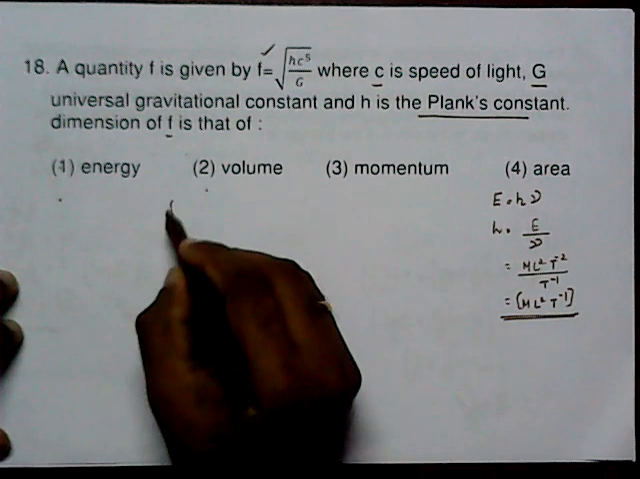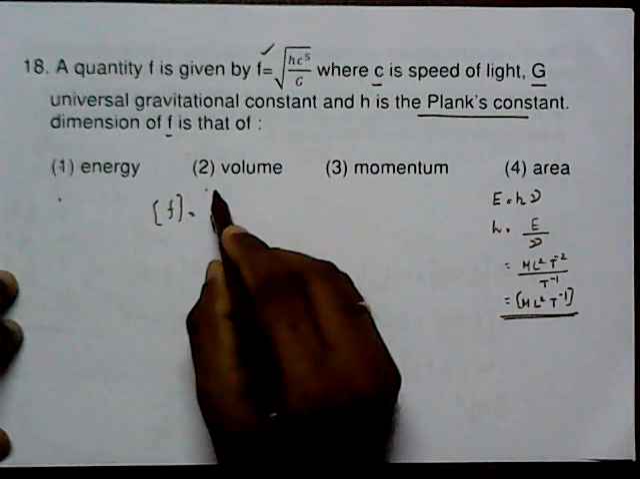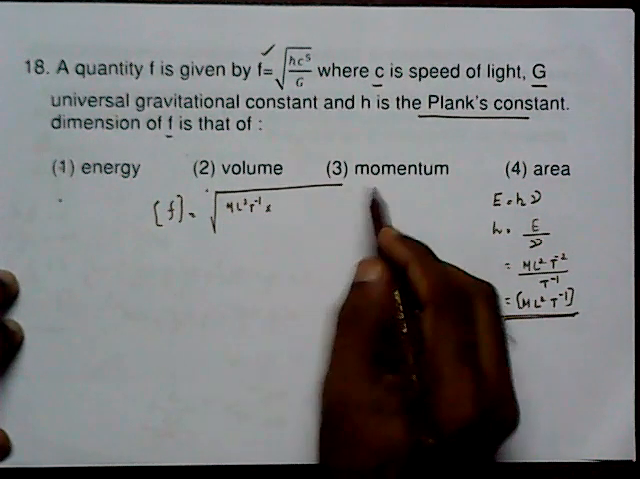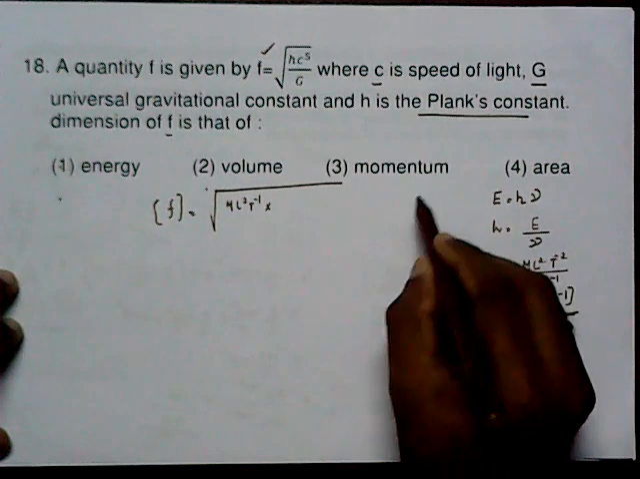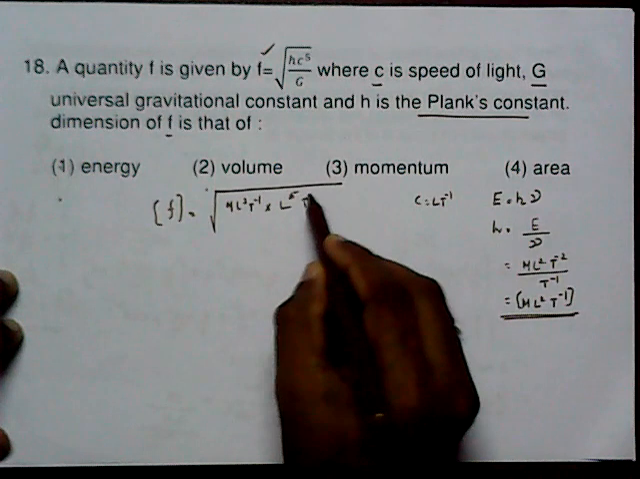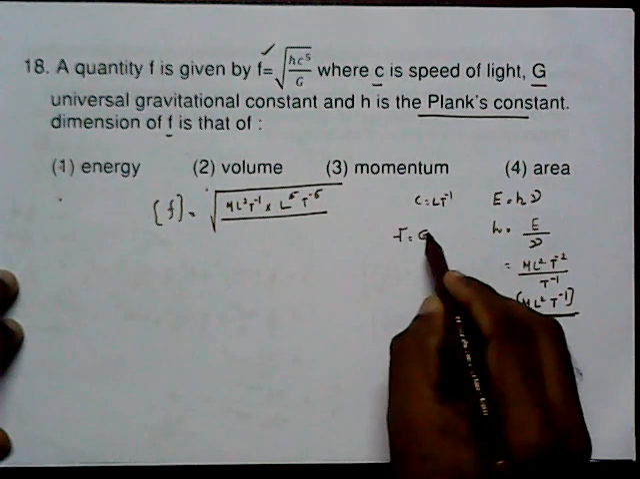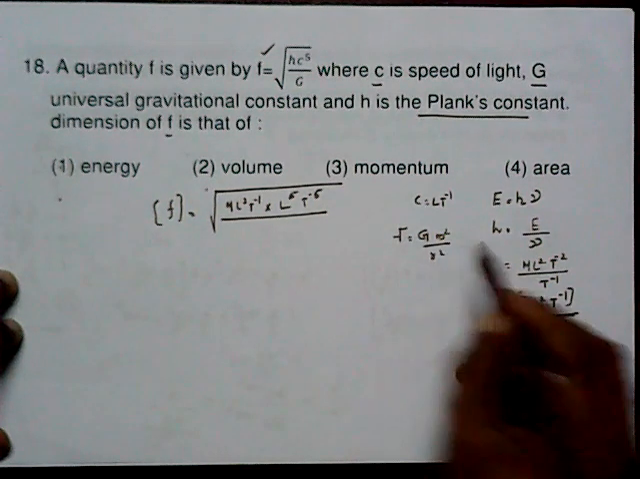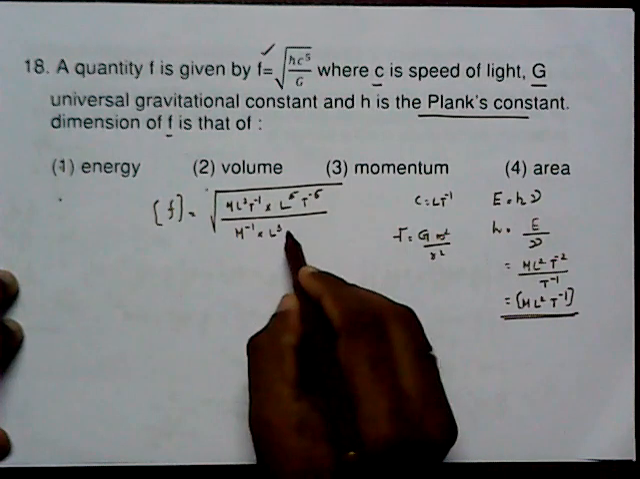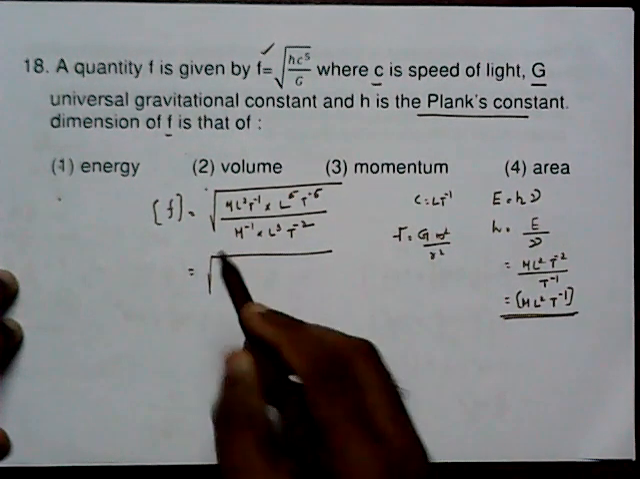Then we can substitute to find the dimension of F, which is equal to the square root of the value of h, that is m L square t raised to minus 1, into c, which is nothing but L t raised to minus 1. So L raised to 5, t raised to minus 5, divided by the gravitational constant. We can use the relation F equals G M square by R square. So you get the value for G as m raised to minus 1, L cube, t raised to minus 2. That is equal to root of, m can be taken in the numerator.